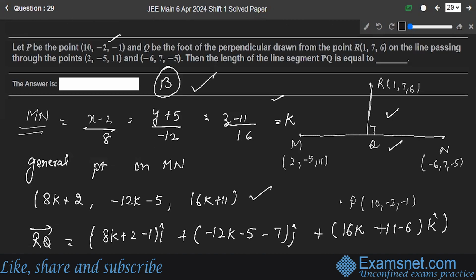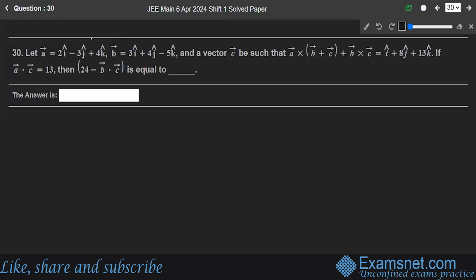Hope you got that. Then let's move towards the last question of this paper. Question number 30: let A be given by this and B be given by this vector. Let a vector C be such that this is equal to this. If the dot product of A and C vector is equal to 13, then what is 24 minus B dot C vector? So let's start over here.